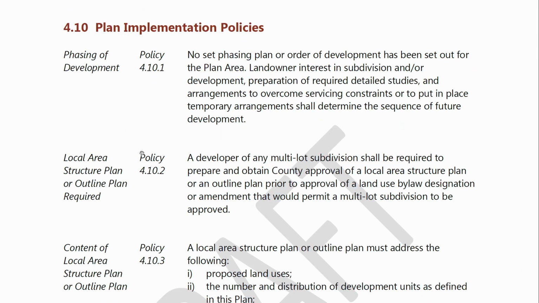So our next section of policies talk about how to implement, and what this section really lays out are the expectations of a developer or landowner who wishes to come forward and start the development process for their land. The previous parts of the plan provide all the concepts and expectations in terms of land uses, road design, storm ponds, and how water and wastewater are to be managed and designed. This section starts talking about the exact tools and studies that are expected to be created and presented to the county for review and approval before a land use bylaw designation is approved that would allow the subdivision or the development to proceed.